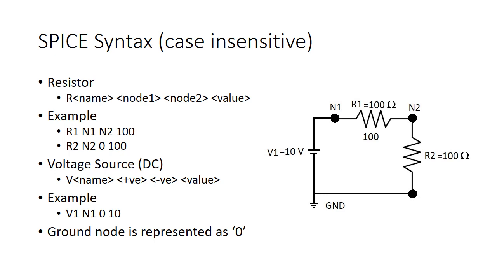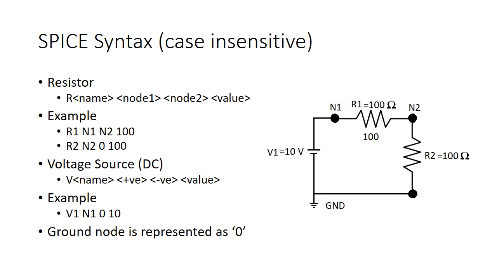Now to specify the resistor, your first character should be R. Then you write the resistor name R1 followed by the node names N1, N2 followed by the value of the resistor. So it is R1 space N1 space N2 then space 100. Another resistor R2 connected between node N2 and ground. You can write it like R2 space N2 space 0 space 100.